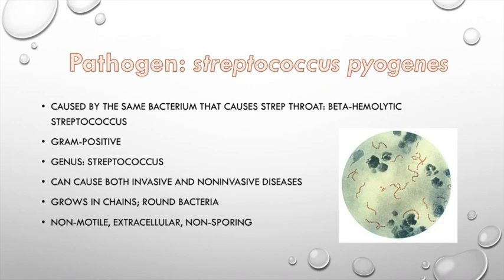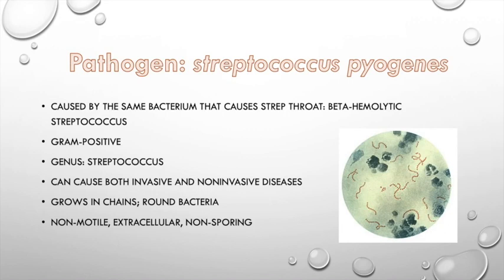So scarlet fever is caused by the pathogen Streptococcus pyogenes, which is actually the same bacterium that causes strep throat. There are different types of Streptococcus bacteria: alpha, beta, and gamma hemolytic. The one related to scarlet fever is group A beta hemolytic. The beta hemolytic species causes a complete rupture of the red blood cells in the affected area.